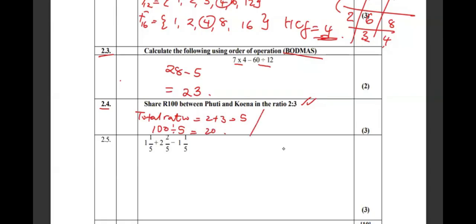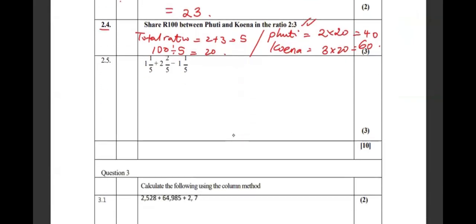Okay, then Puti is going to have 2 times 20 Rands, which is a 40. And then Koena is going to have 3 times 20 Rands, which is a 60. Or you can use any other approach that makes you understand this question better. Okay. 2.5. We have this fraction.